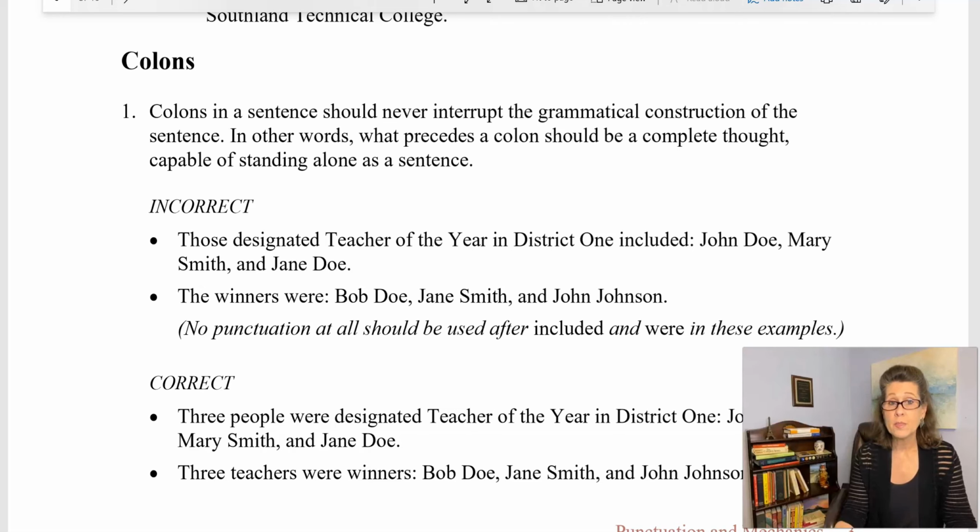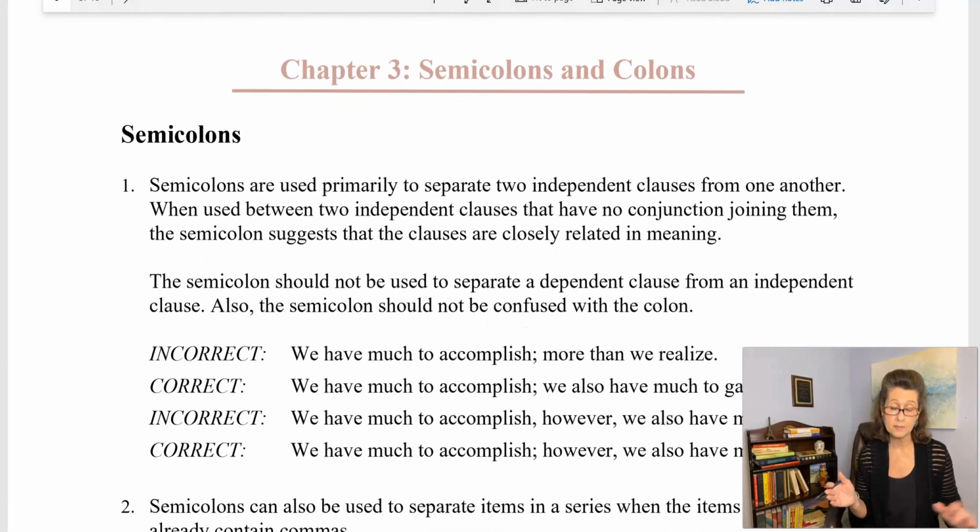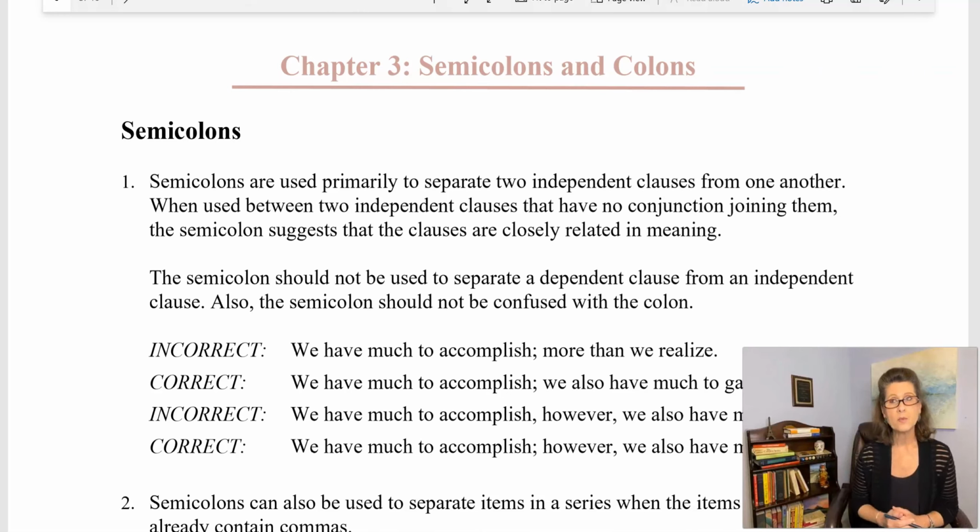In Chapter 2, we talked about the difference between dependent clauses and independent clauses, and I explained that that information and your ability to discern between the two of those is really important, especially in punctuation. So we're going to jump now to talking about colons and semicolons. Chapter 3 starts on page 3, because that's one of the quickest ways for you to be able to recognize how important that distinction is.